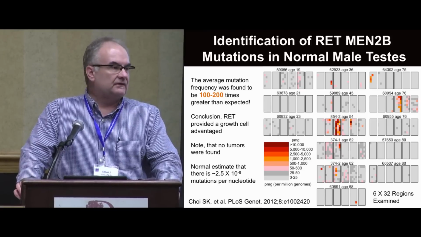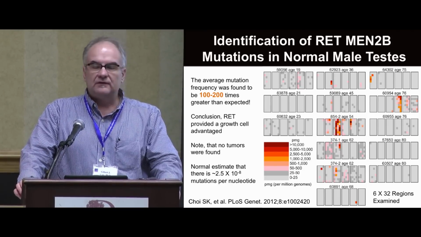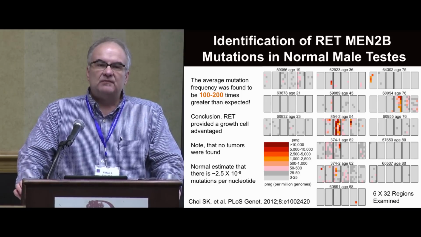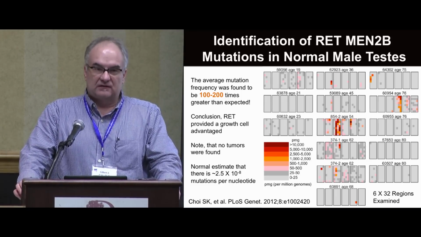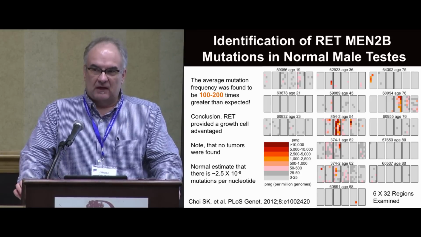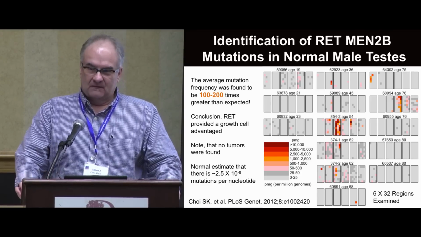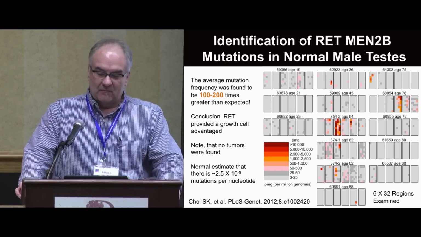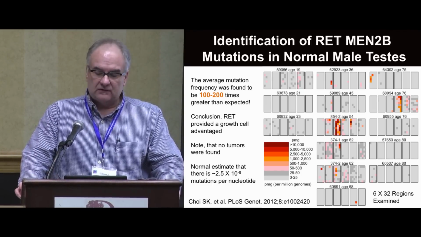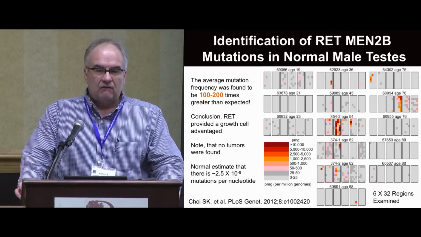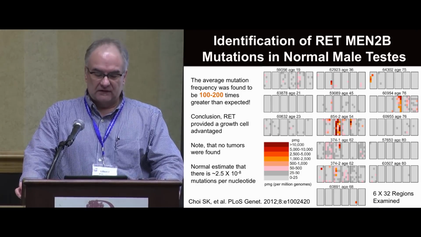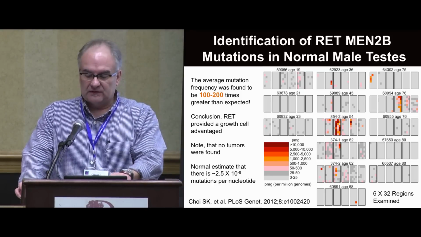One of the interesting studies that I talked about 2 years ago was somebody looked at the frequency of MEN2B mutations in male testes. These are from deceased men. They didn't take the testes from living men. So we're not asking for volunteers. But these are individuals that had no cancer. But if they looked for the MEN2B causing gene, they found that it existed at very high frequency.